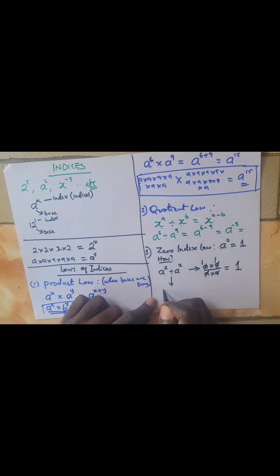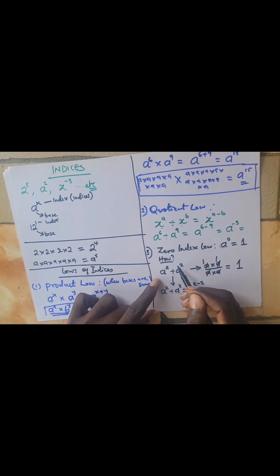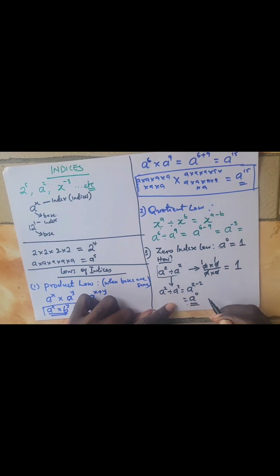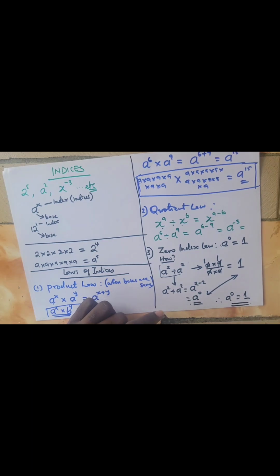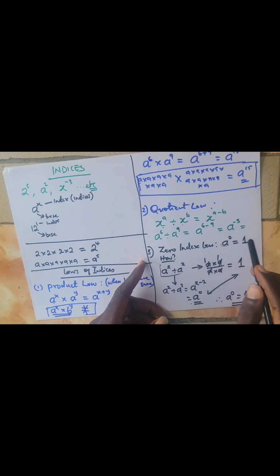Using the law of indices, we have a raised to power 2 divided by a raised to power 2 is equal to a raised to power 2 minus 2, which is what? A raised to power 0. Now, this entity that gave us a raised to power 0 is what gave us 1. What it means is that, therefore, a raised to power 0 is what? 1. This applies to every other thing. The zero index law says that anything raised to power 0 is what? 1.